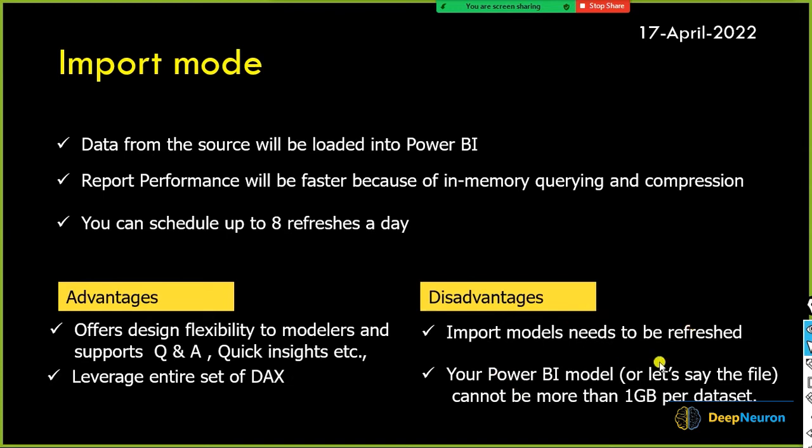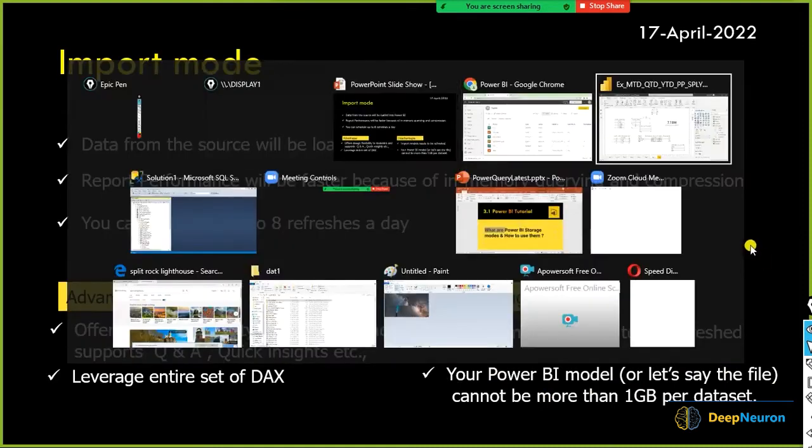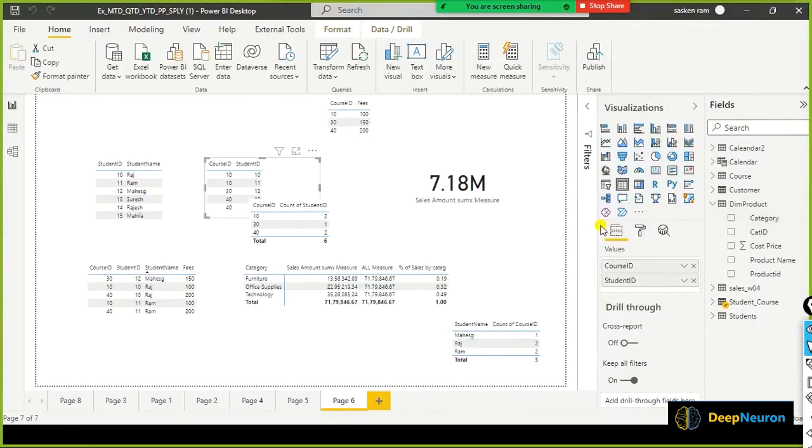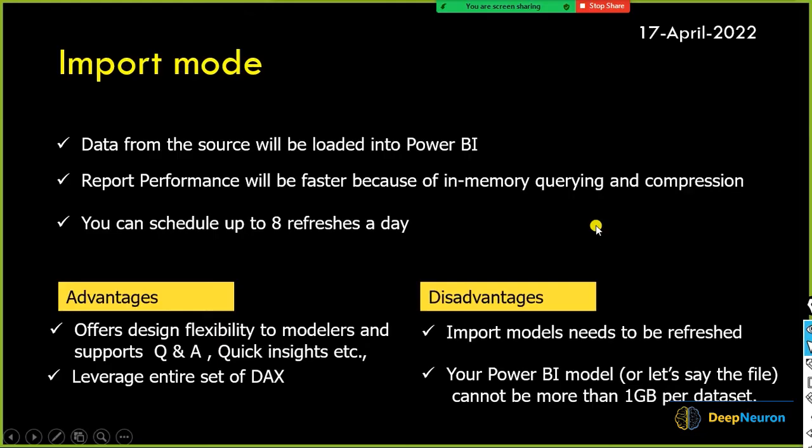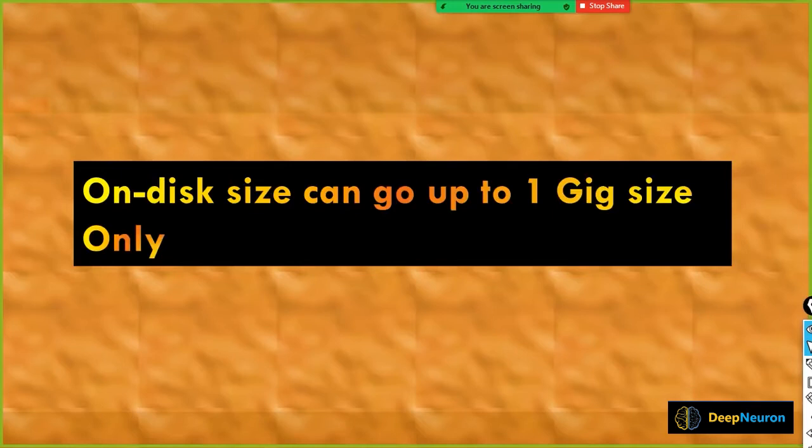Apart from this, there are some other limitations. Your Power BI model cannot be more than 1 GB per data set. Let's say you have 10 tables. I was talking about this dim product. We imported the dim product. Behind the scenes, the xVelocity engine compresses this file. After compressing that, if the file size exceeds 1 GB, I'm talking about the on-disk size, it cannot go beyond 1 GB. If that goes more than 1 GB, it will not work. So there is a limitation here.